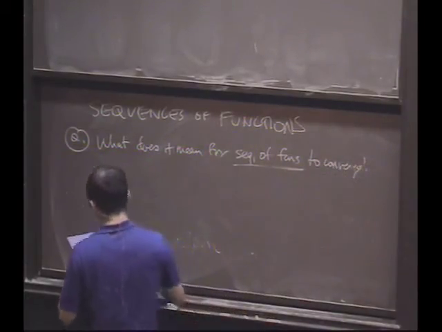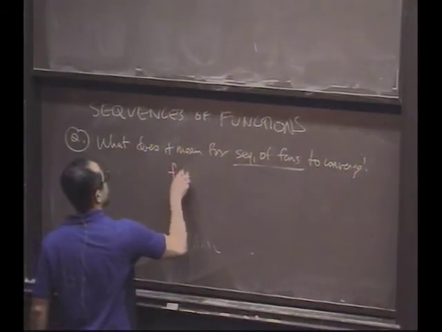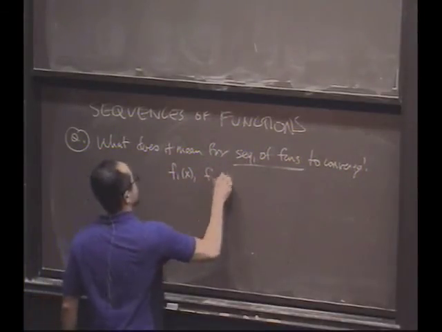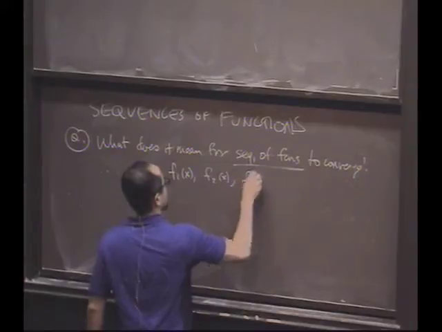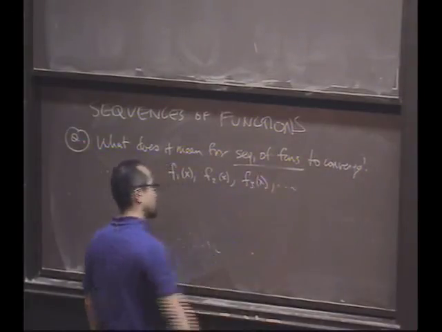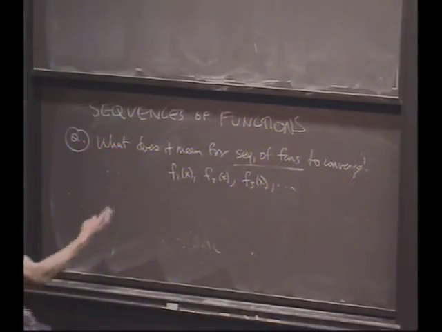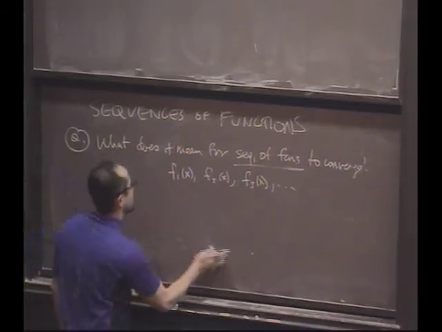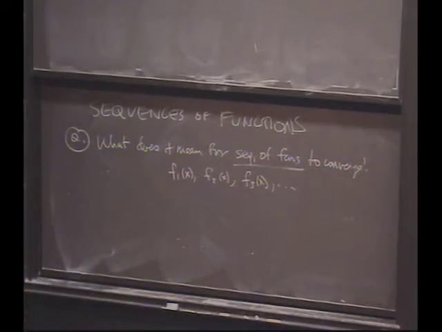So for instance, I might have a sequence f1 of x, f2 of x, f3 of x, etc. What does it mean for a sequence of functions to converge? Here I'm thinking about the functions as real-valued functions. What would you say it means for a sequence of functions to converge?